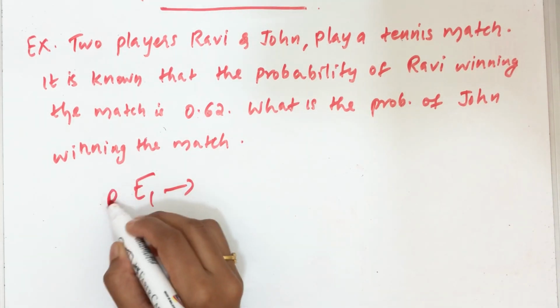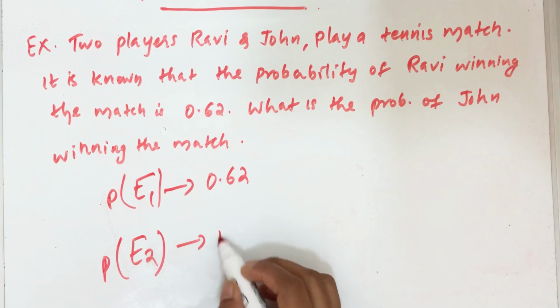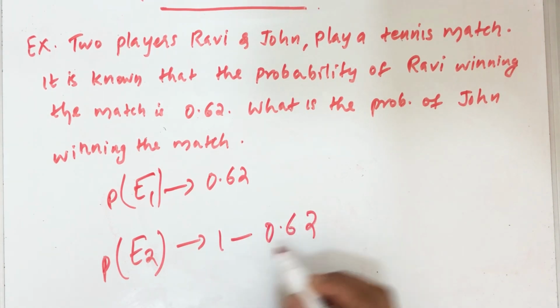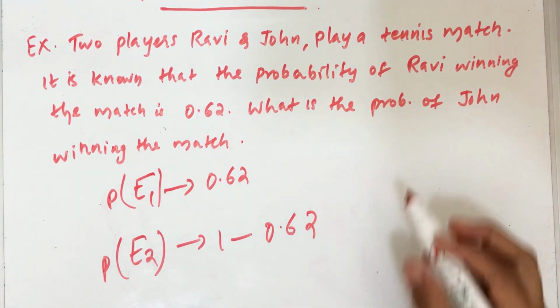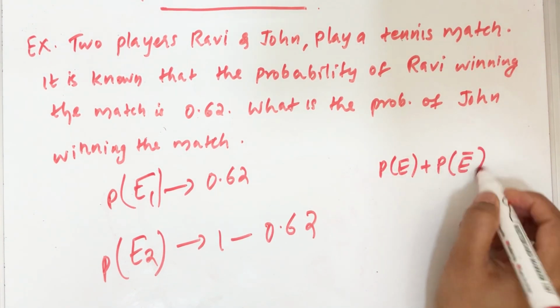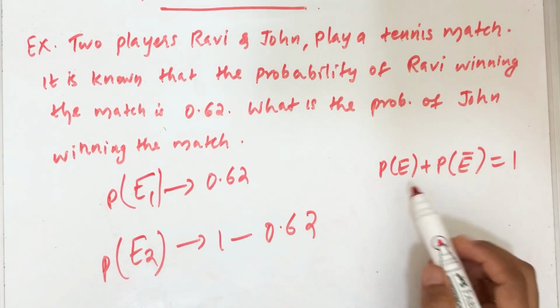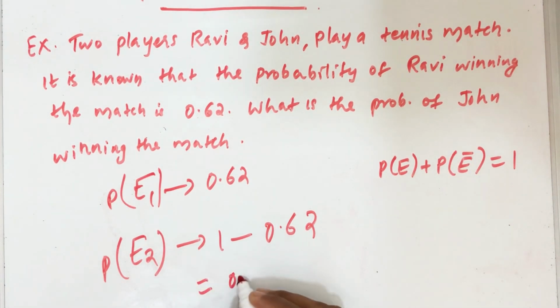Given P of E1 is equal to 0.62. Therefore, P of E2 will be 1 minus 0.62. Since they are complementary, we know P of E plus P of E complement is equal to 1. So P of E complement is equal to 1 minus P of E. This is equal to 0.38.